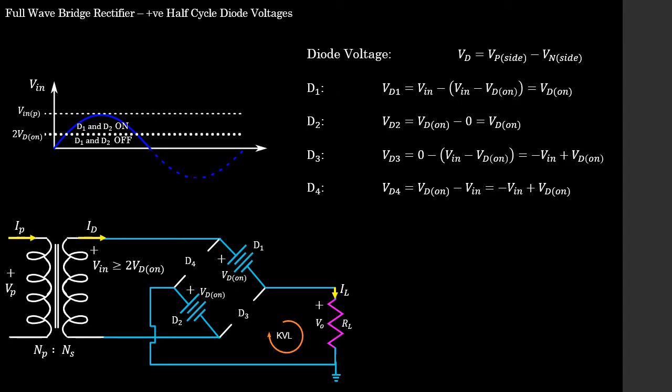Next up, students, I'd like us to validate that our diodes 1 and 2 are in fact on and our diodes 3 and 4 are in fact off during this operation of the full wave bridge rectifier. So we know that for any diode, if we want the voltage across the diode, we simply say the P side minus the N side. So let's go ahead and do that for all 4 diodes.